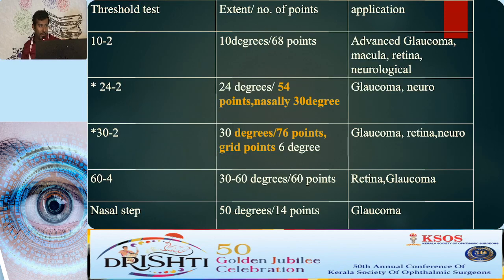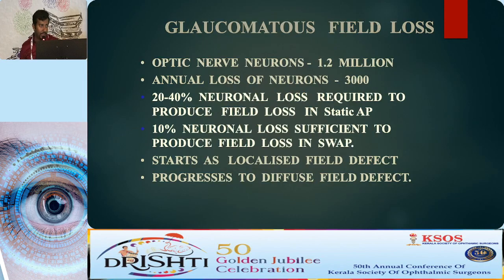10-2 covers the central 10 degrees. It has 68 points, covers the macula, and is useful for advanced glaucoma, and also for retina and neurological cases. 24-2 covers the central 24 degrees except nasally, which covers 30 degrees, with 54 points. 30-2 is all around 30 degrees, so it has more points, 76 points. There is also a 60-4, which covers the far periphery, 30 degrees to 60 degrees, and you can also check the nasal step.